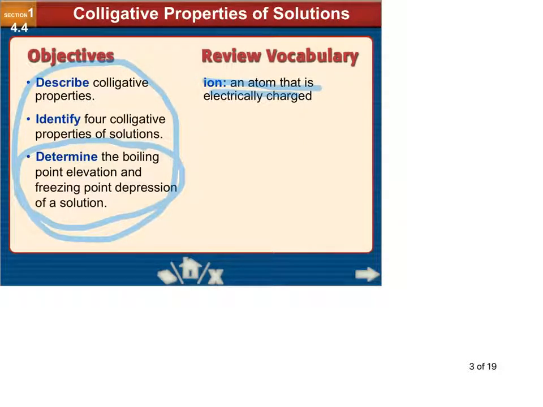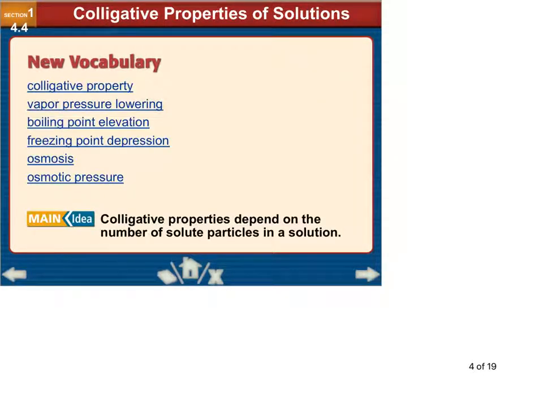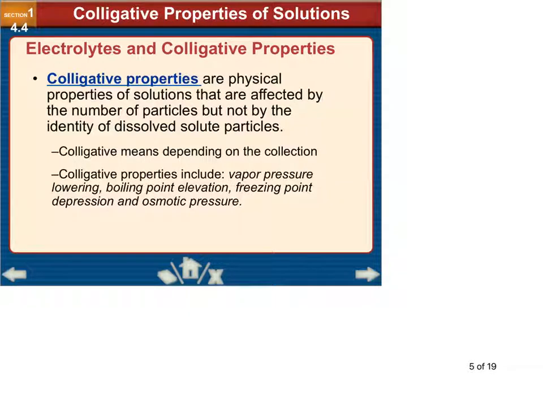We'll review vocab. We have an ion, which is an atom that is electrically charged. Nice new vocab here we'll come along to as we go through the lesson. Our main idea: colligative properties depend on the number of solute particles in a solution.